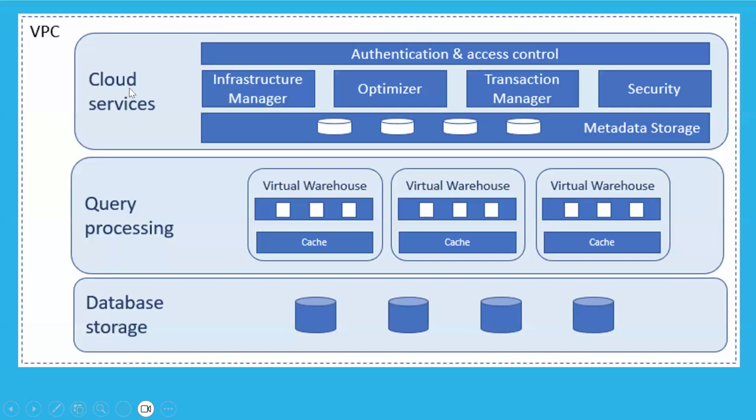Next, we have the cloud service layer. This is the topmost layer in Snowflake, because without this cloud service layer, a Snowflake account will not work. Whenever you log in to the Snowflake account, the authentication details will be checked by it. That is, whenever you log in, the username and password will be checked by the cloud service layer.